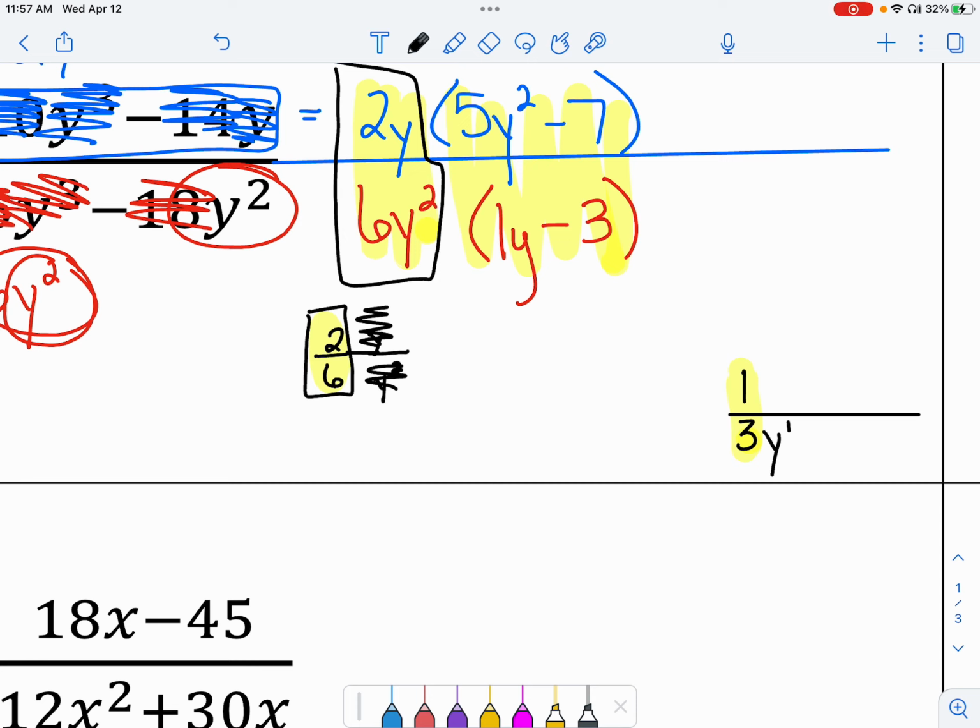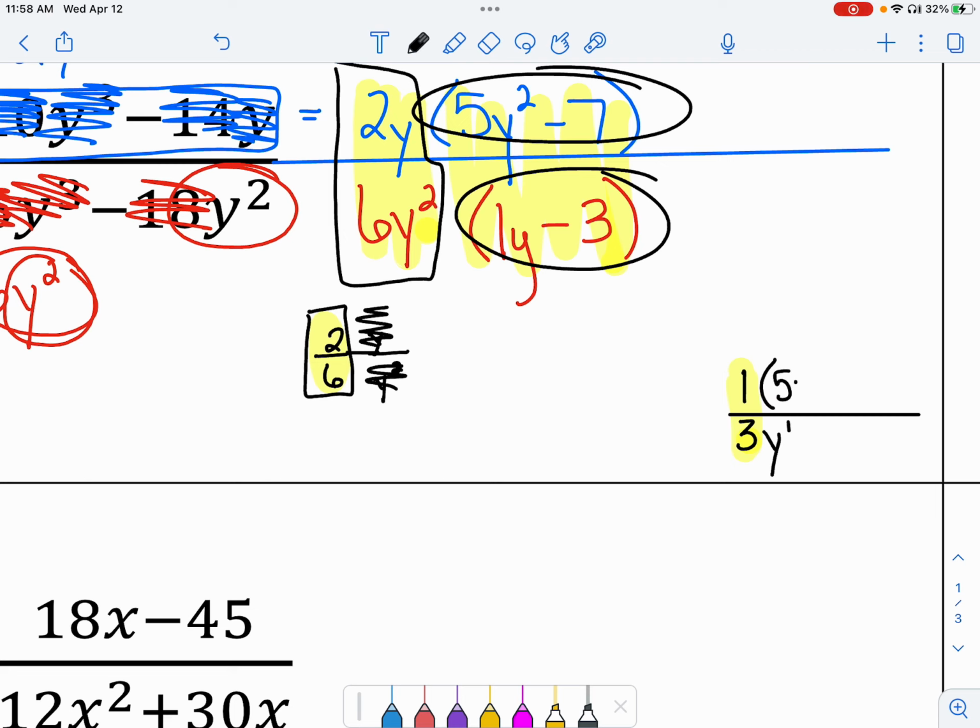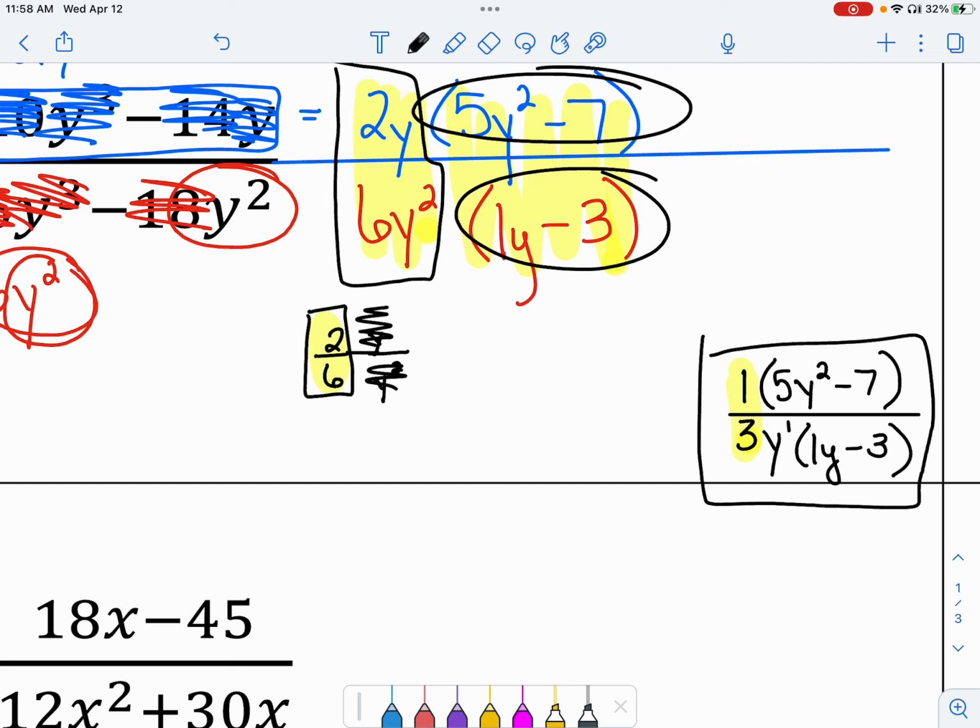And then the binomials don't match. See this binomial and this binomial? Since they don't match, we can't cancel them. So I bring it down and I'm done. So you can see today really kind of like ups the ante a little bit. So we take our GCFs out and then we cancel anything in the front that we can.